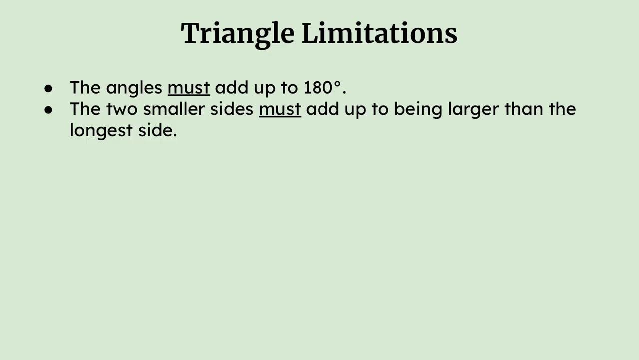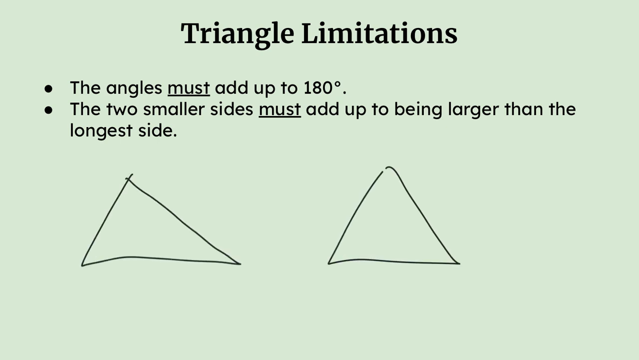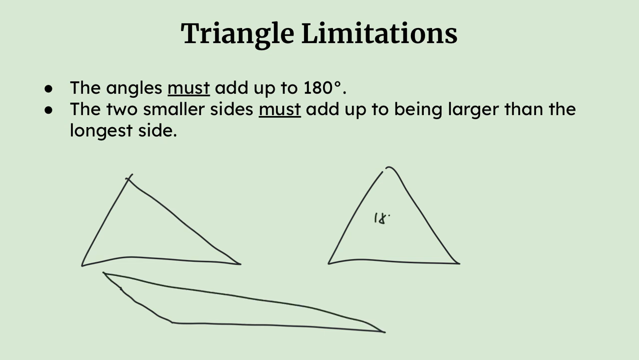So a couple of things about triangles that we need to know. The three angles of a triangle always add up to 180 degrees. Doesn't matter what triangle you have. Even a super skinny one, all of those angles will always add up to 180 degrees. The other thing to know is the two smaller sides must add up to being larger than the longest side.